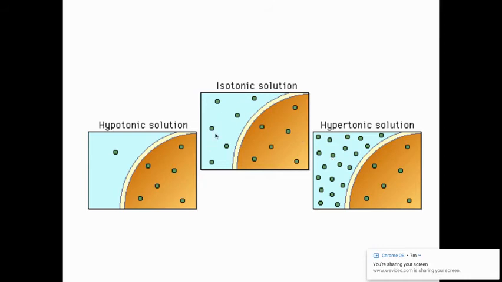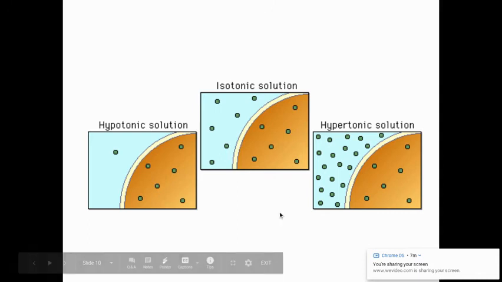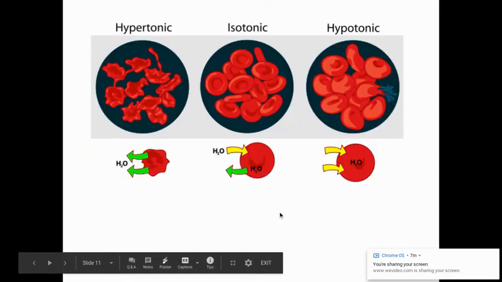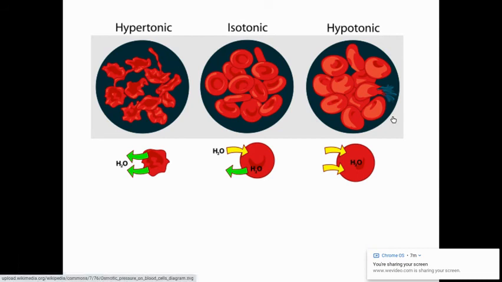Isotonic solution, you see there's pretty much the same amount on both sides. So water is just going to move freely in and out, and the cell is not going to change shape at all. And here's just another picture representation of these different solutions and how cells react in them.